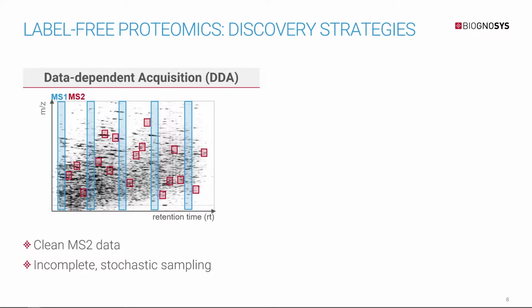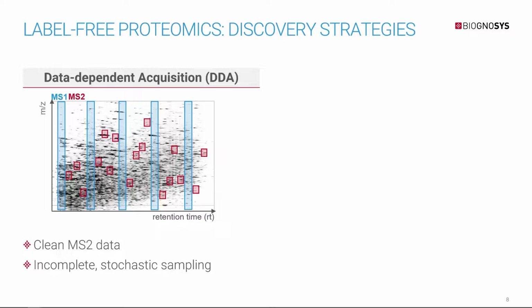So before we get started, a reminder on data-dependent acquisition versus data-independent acquisition. In data-dependent acquisition, individual precursor peptides get selected for fragmentation in MS2. And this gives you very clean MS2 data, but of course, you can't get fragmentation data for all precursors. And in the end, you have incomplete data for all the precursors across the retention time range.